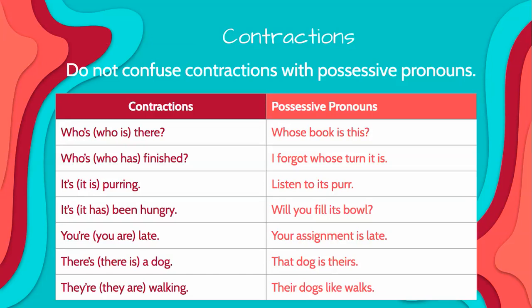So if you're trying to figure out whether or not you need an apostrophe, take the word, we'll stick with its as an example, and make it two words. And then if you would be saying the two words, you need an apostrophe. So my example here is it's purring. Would I say it is purring? I would, so I need an apostrophe. Listen to its purr. Would I say listen to it is purr? I would not, so I do not need an apostrophe.